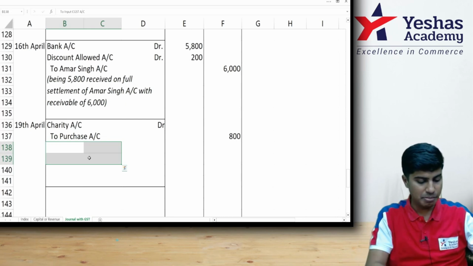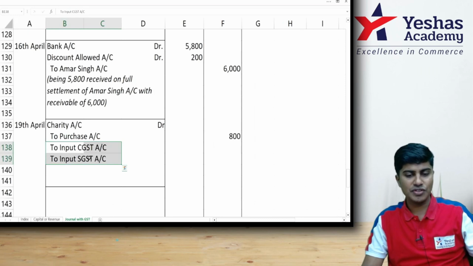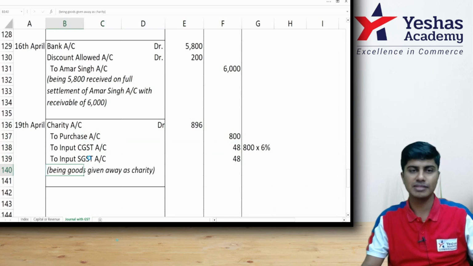So let me credit them both. To what extent? To the extent of 6%. 800 into 6% is 48 and 48. The amount together comes to 896.